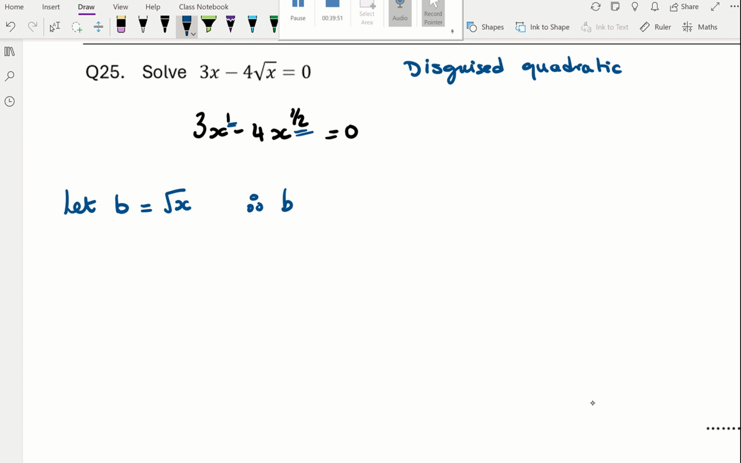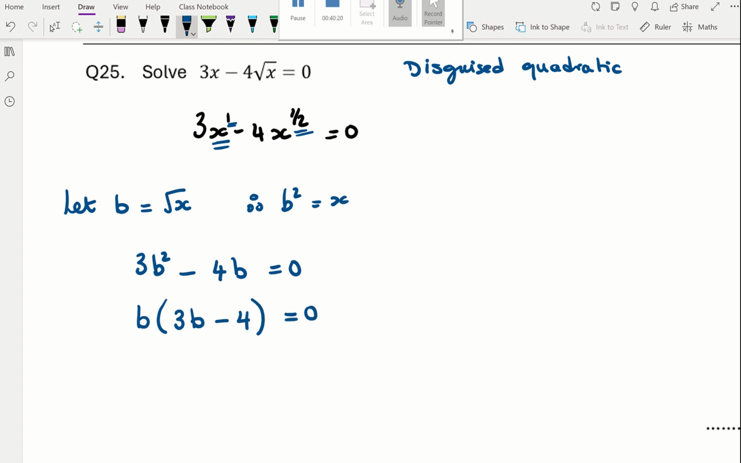Therefore b squared equals x. So what I actually have now is 3b squared, because x is b squared, minus 4b equals 0. Clearly that's a quadratic that I can solve by factorizing, and all I need to do is factorize the b out, and it leaves me with 3b minus 4 equals 0. So either b equals 0 or 3b minus 4 equals 0. So 3b equals 4 and b equals 4/3.